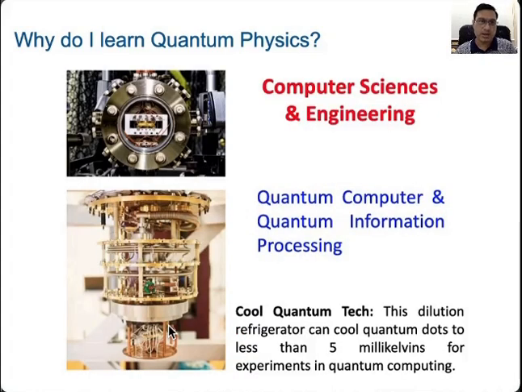Now, moving from electrical engineering to computer science. In computer science, one of the currently developing and upcoming technologies is the quantum computer, and these are two snapshots of the architectures of the quantum computer, where concepts of quantum physics are used for building quantum computers and processing quantum information. The techniques used to build these architectures are called low temperature physics, which is cool quantum technology. This dilution refrigerator can cool quantum dots, which are unique architectures or devices, to less than 5 millikelvins for experiments to perform quantum computing.